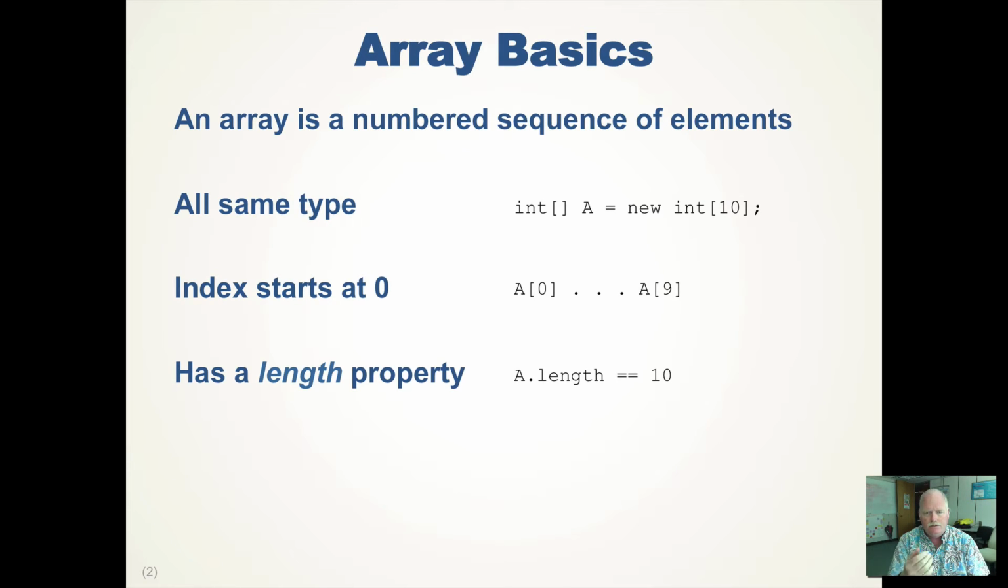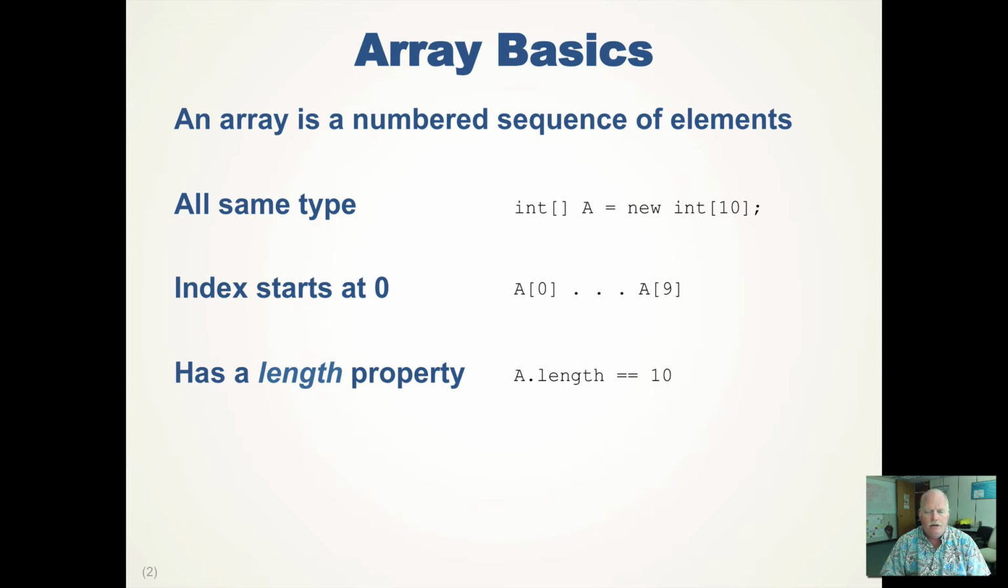For example, we declare an array of int whose name is A, and all of the items in the array are of type int. We can create the array by saying new int and then how many ints we want. The index of each item starts at 0. So for A, you can go index 0 through 9 because it has 10 total items.